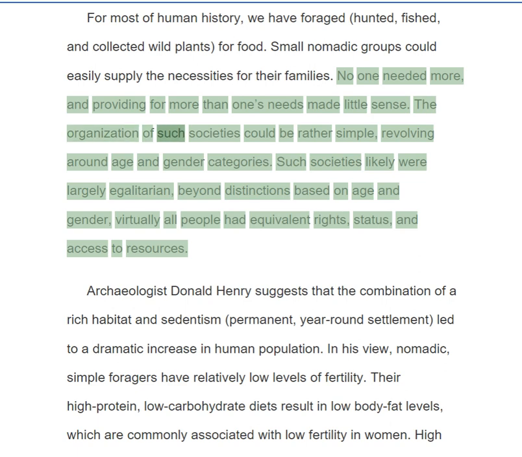The organization of such societies could be rather simple, revolving around age and gender categories. Such societies likely were largely egalitarian, beyond distinctions based on age and gender. Virtually all people had equivalent rights, status, and access to resources.